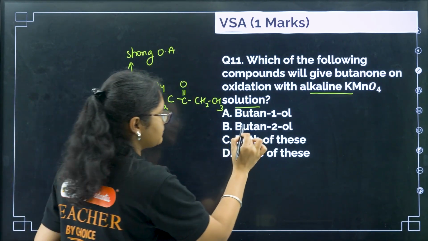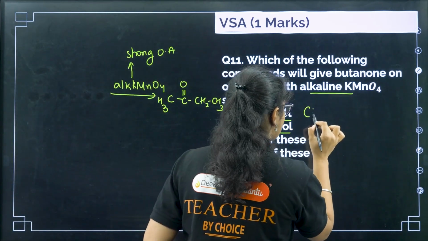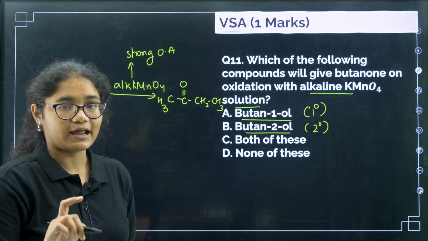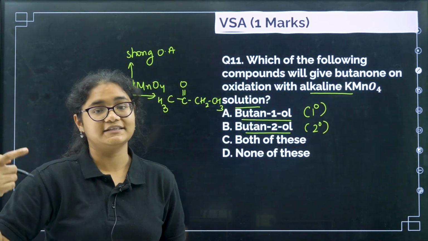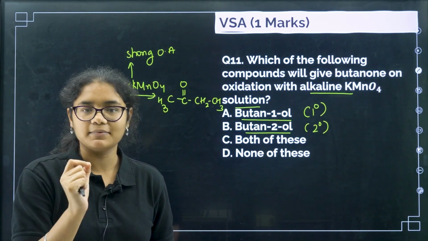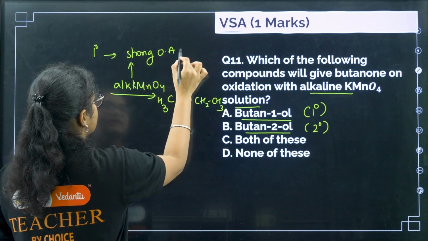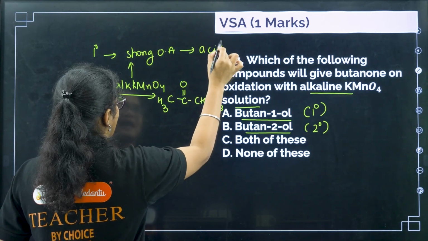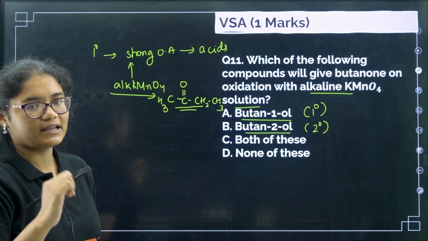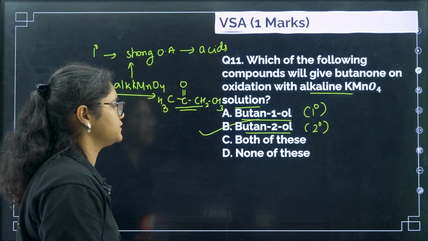Now what are the options you see? Butane 1-OL and butane 2-OL. Butane 1-OL is a primary alcohol and butane 2-OL is a secondary alcohol, right? Primary alcohol under strong oxidation conditions gives rise to acids, but we don't want acid. We want ketones, so we need to take secondary alcohols. So butane 2-OL will be the correct answer, option number B.